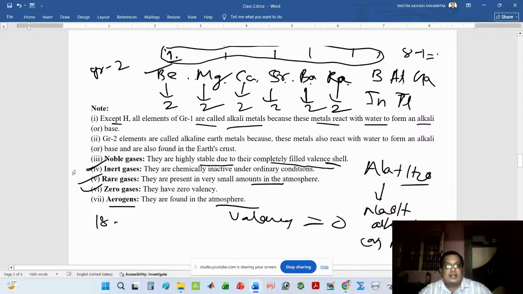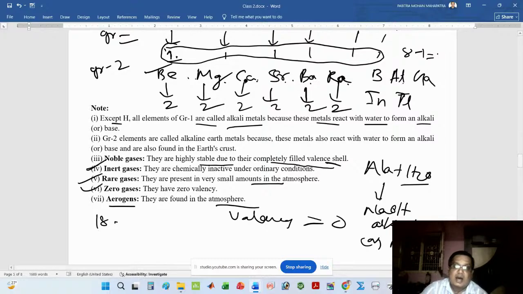Next question: why are group 2 elements called alkaline earth metals? What is the answer? These elements also react with water, like group 1, to form an alkali. But the extra thing is that they are found in the earth crust. So the name is alkaline earth metal. Earth is related to the earth crust.